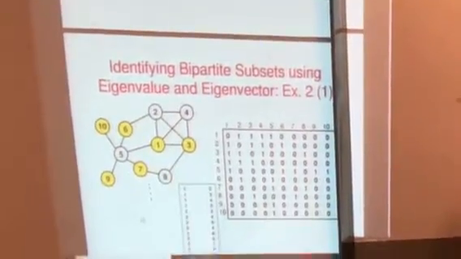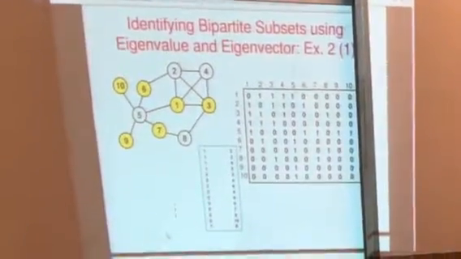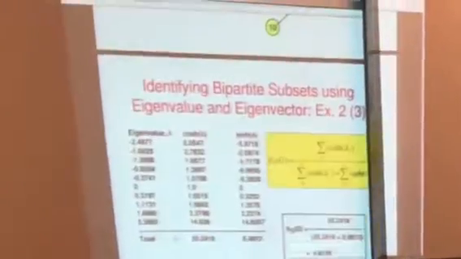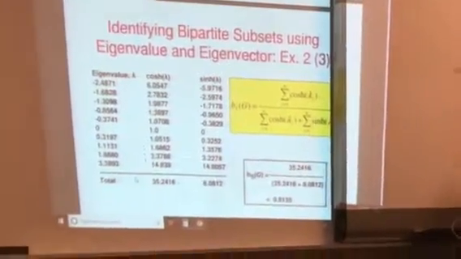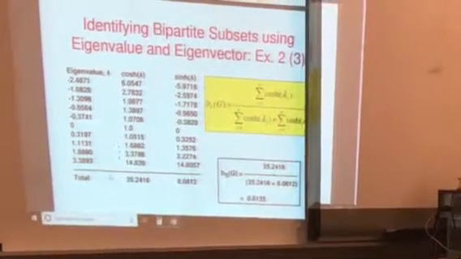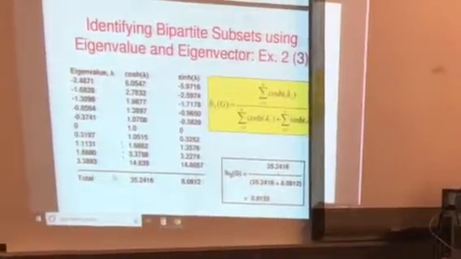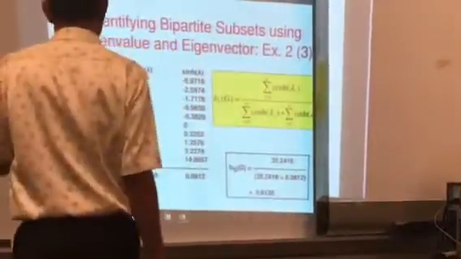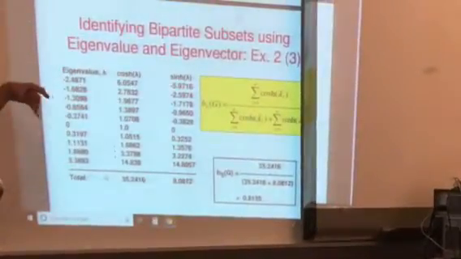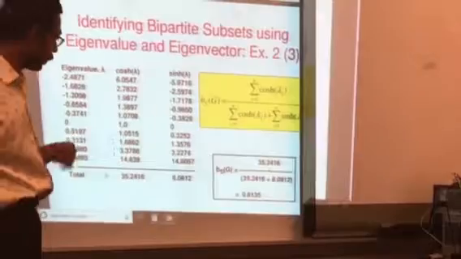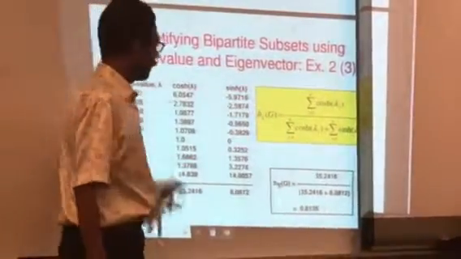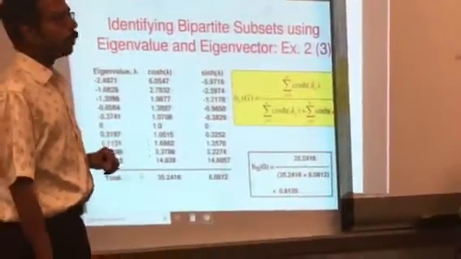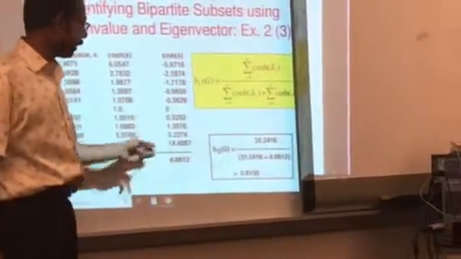So let us see another example. This graph doesn't look like it is bipartite, so we'll try to see how close it is to being bipartite. Again, find the eigenvalues of this graph. From the eigenvalues themselves, you can decide whether the graph is bipartite or not just by looking at the numbers, because they are not mirror images of each other. If the graph is bipartite, then for every negative value it has a corresponding positive value. So we'll go ahead and find the cosh values and sinh values. Then sum all the cosh values and sum all the sinh values.